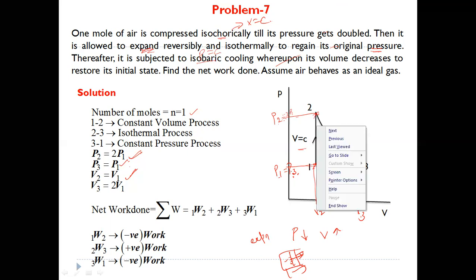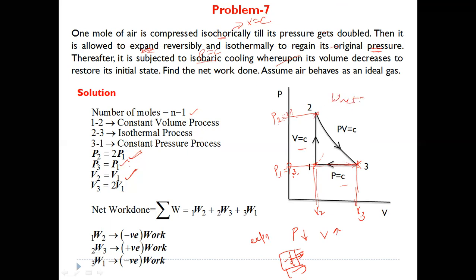Okay. Assuming air behaves as an ideal gas, find out the net work done. So we are asked to find the net work done. That means we have to add the work done for the 1 to 2 process plus the work done for the 2 to 3 process plus the work done for the 3 to 1 process, and we have to add all these work done in order to get the net work done. And they have asked us to assume that air behaves as an ideal gas. Ideal gas means it follows the law PV is equal to nRT.